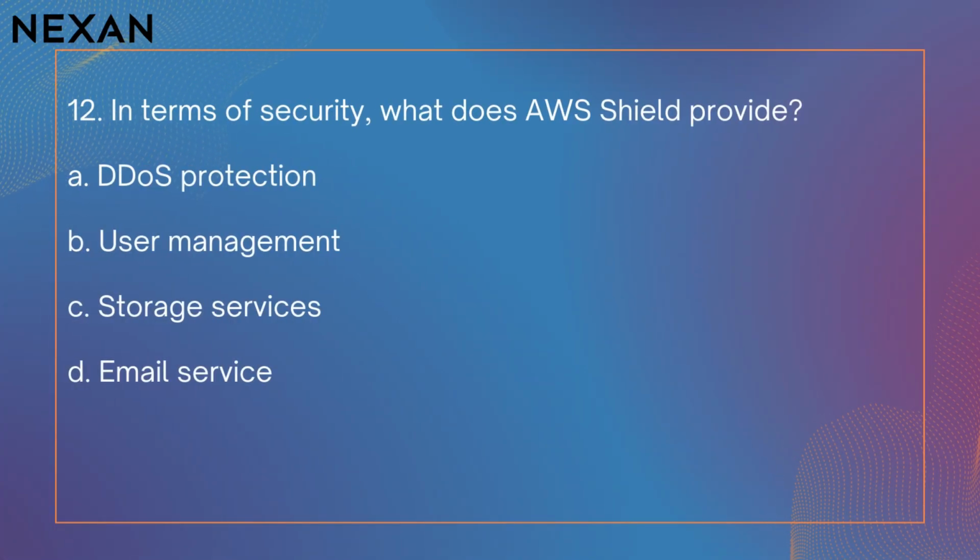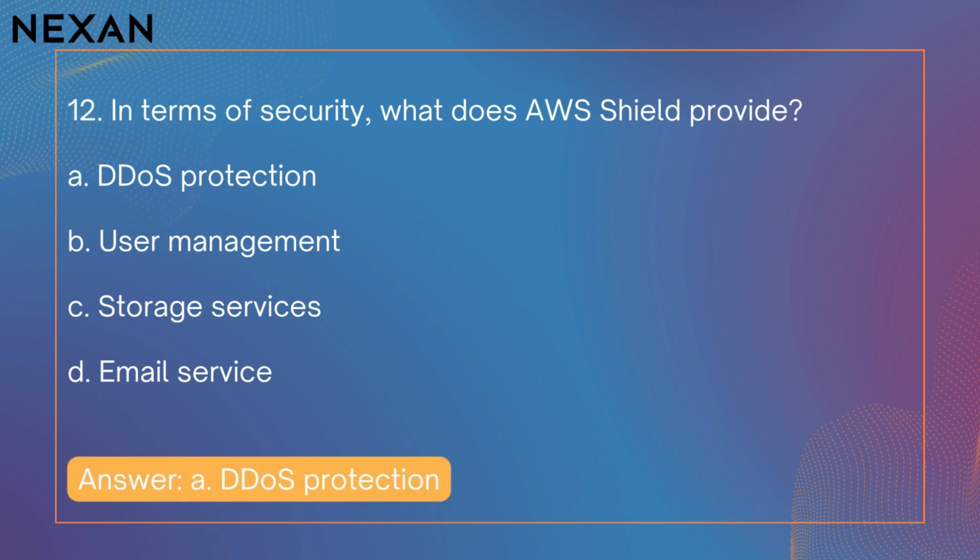12. In terms of security, what does AWS Shield provide? A. DDoS protection. B. User management. C. Storage services. D. Email service. Answer A. DDoS protection.